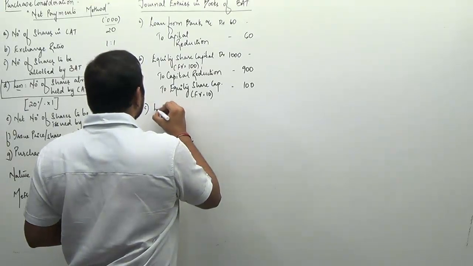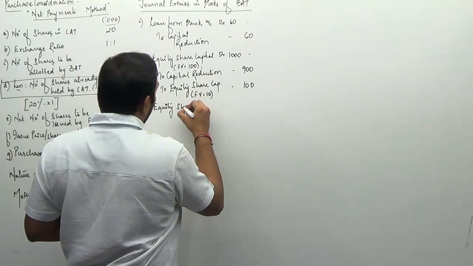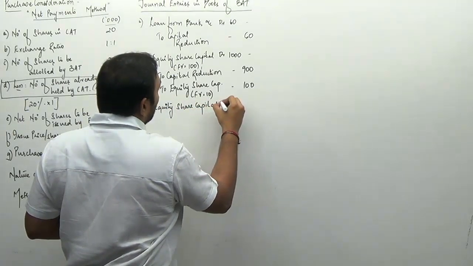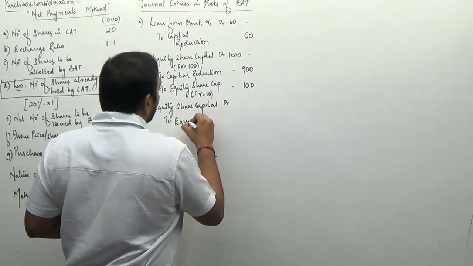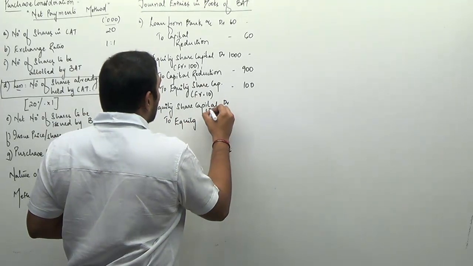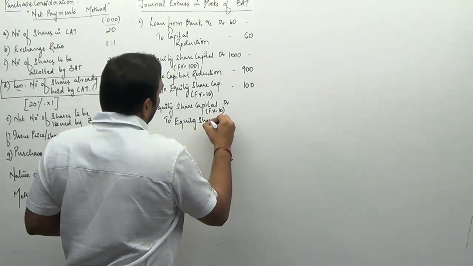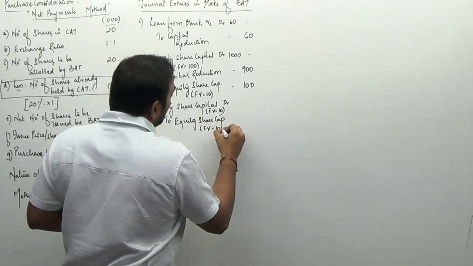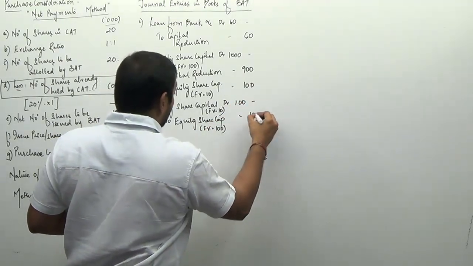Again, consolidation. Entry will be same, equity share capital to equity share capital, but the face values change. ₹10 face value share is consolidated to get ₹100 share.